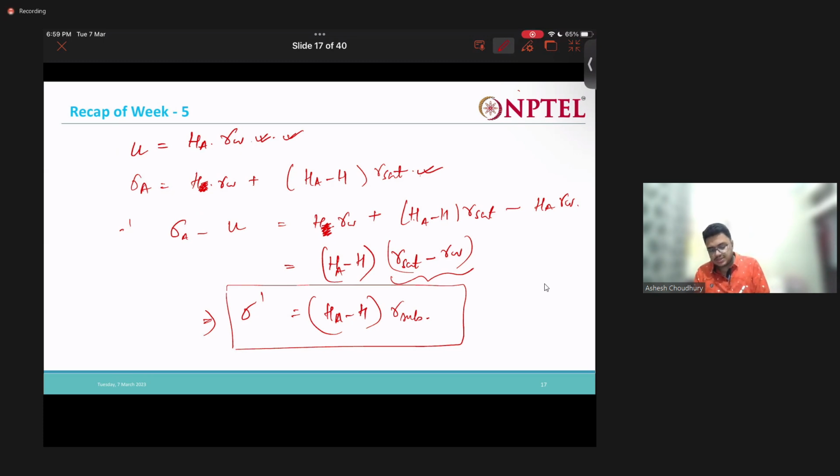So my total stress is nothing but the height of water into gamma W plus the soil height into gamma saturated. What is my pore water pressure? It is nothing but HA, the depth of that point from the water level, into gamma W. And what is my effective stress? It is nothing but the height of the soil column into the submerged unit weight.